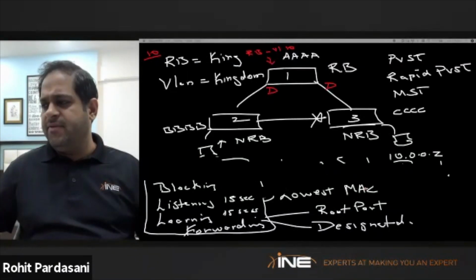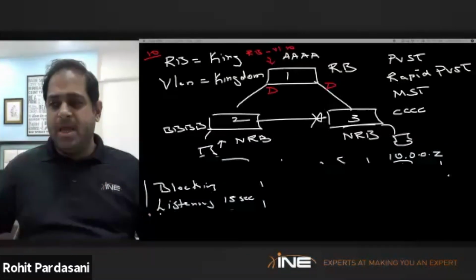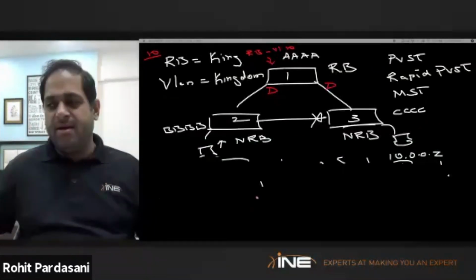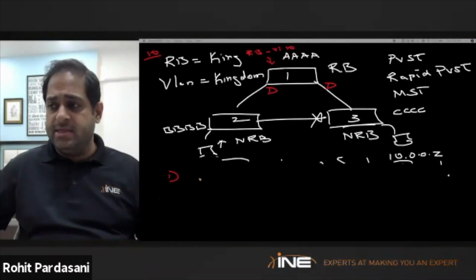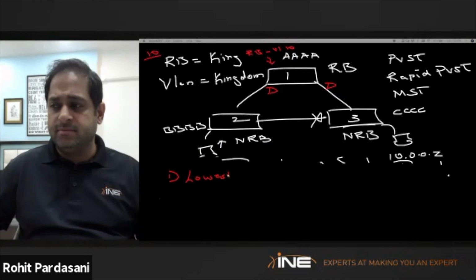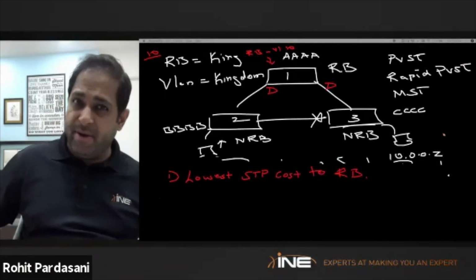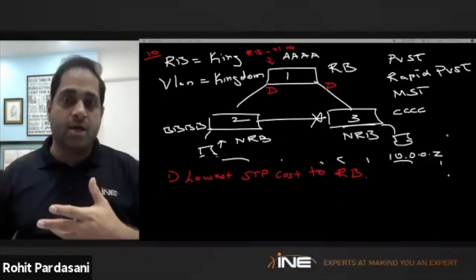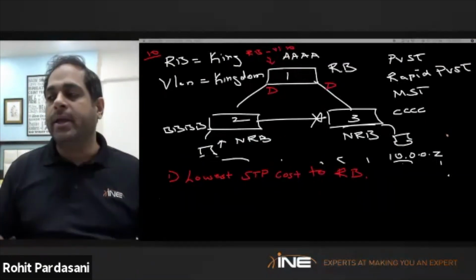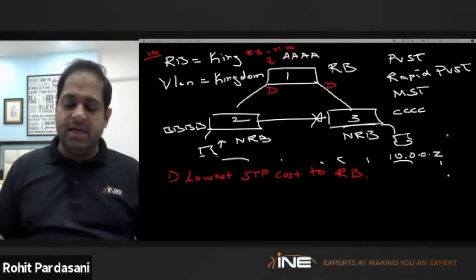So the first thing that my switch 1 is going to do is compare the cost. The first criteria for root port selection is lowest STP cost to root bridge. Remember, it's not interface cost. It's not like bandwidth or interface cost like OSPF or EIGRP. It's STP cost. Spanning tree has its own cost depending on the interface type.